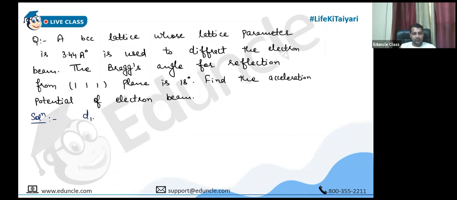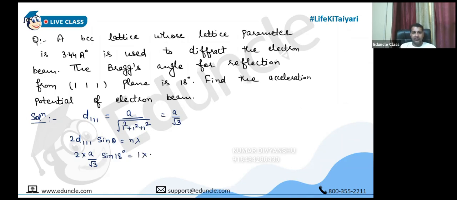See, first you can calculate d111. It is a by root 3. Now you can make use of Bragg condition. So 2 into a by root 3 sin 18. n is obviously 1. And then lambda we have to calculate. So lambda will be 2 by root 3 into 3.44 angstrom into sin 18. What is this value?